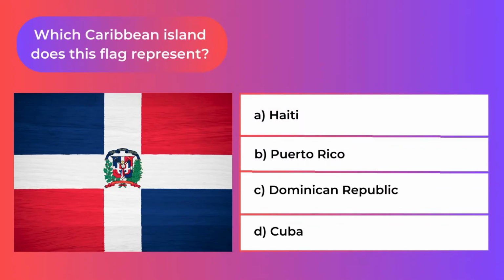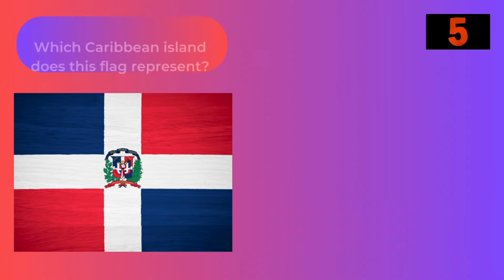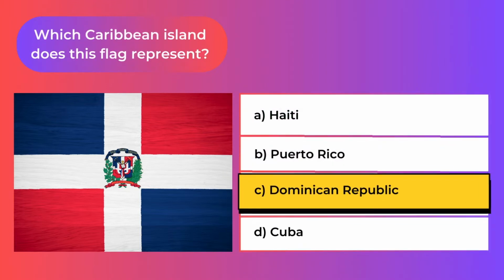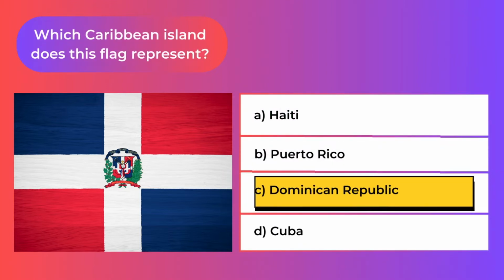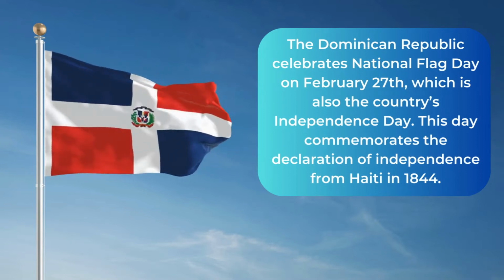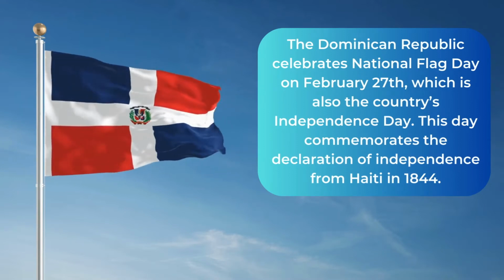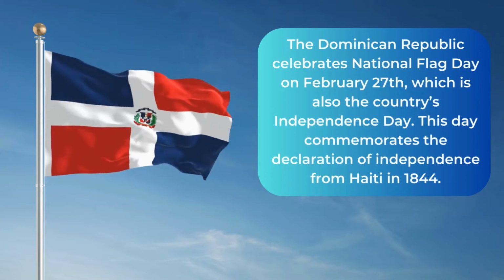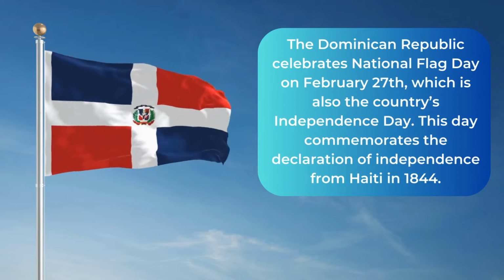Which Caribbean island does this flag represent? The answer is C, Dominican Republic. The Dominican Republic celebrates National Flag Day on February 27th, which is also the country's Independence Day. This day commemorates the Declaration of Independence from Haiti in 1844.